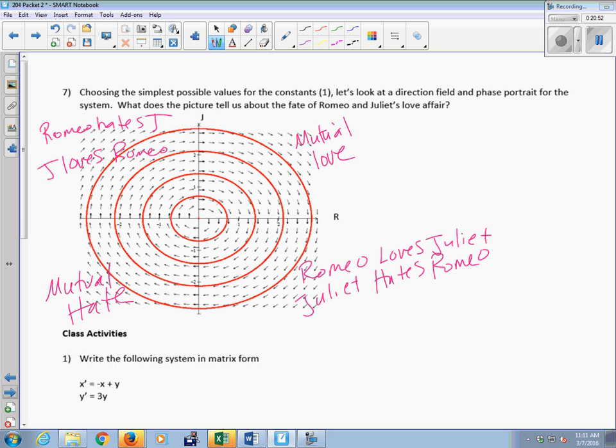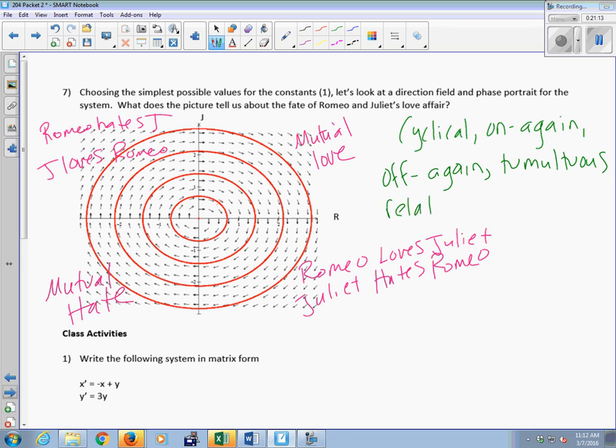So if I was going to describe their relationship, I would say this is a cyclical, on again, off again, at some point together, at some point apart. I don't know, tumultuous relationship, right? I don't know how to spell that.